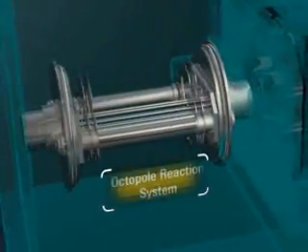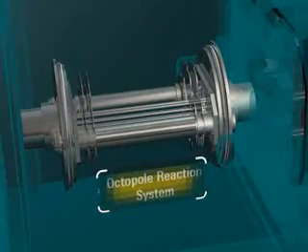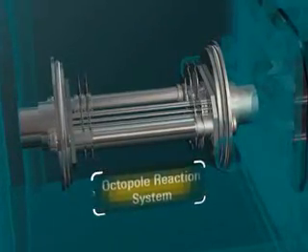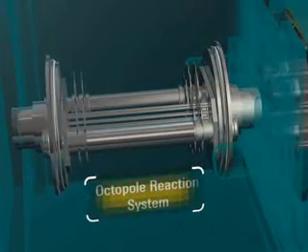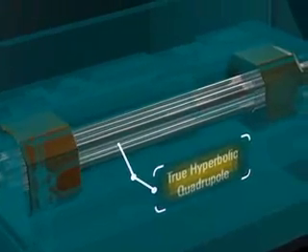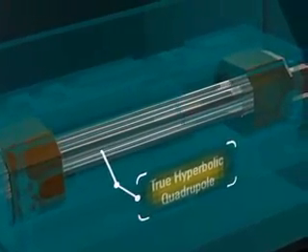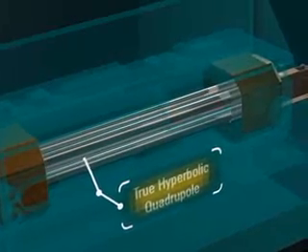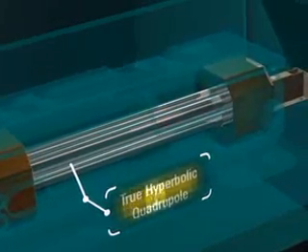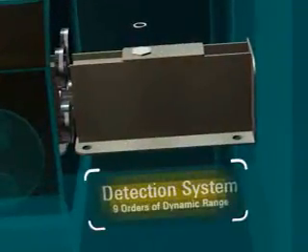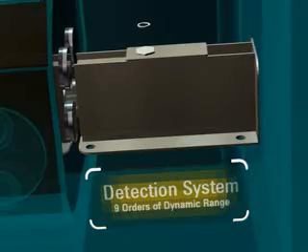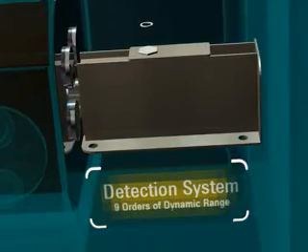The octopole reaction system is comprised of an octopole ion guide inside a pressurized reaction cell and can be operated in both collision and reaction modes for the removal of polyatomic spectral interferences. Mass filtering is performed by a high-frequency quadrupole with unique true hyperbolic cross-sectional rods for superior abundance, sensitivity, and peak separation. The advanced detection system provides 9 orders of linear dynamic range from parts per trillion to hundreds of parts per million.